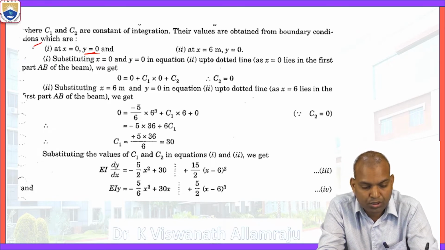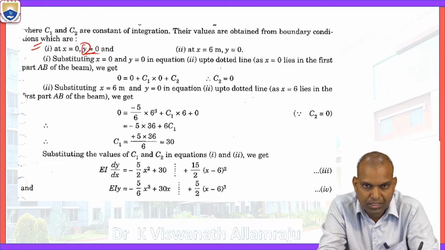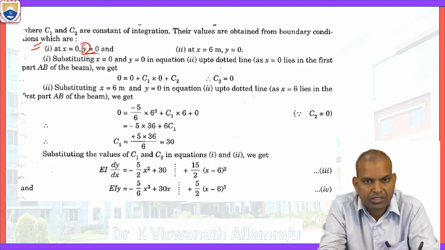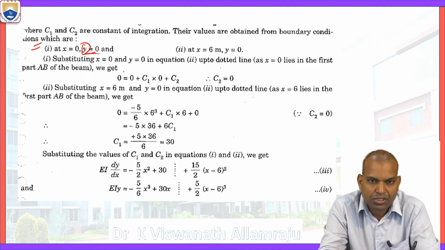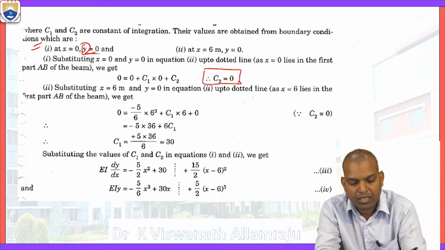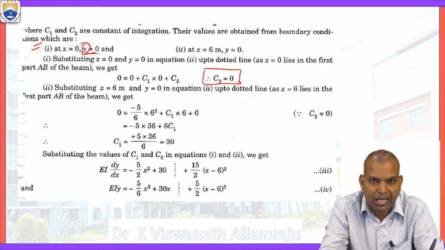So by using these two boundary conditions, let us substitute. In what equation? In the deflection equation, you have to substitute these two boundary conditions. There are two unknowns and two boundary conditions, so we can calculate C1 and C2. Substituting x equal to 0 and y equal to 0 in equation 2, the constant of integration C2 becomes 0.